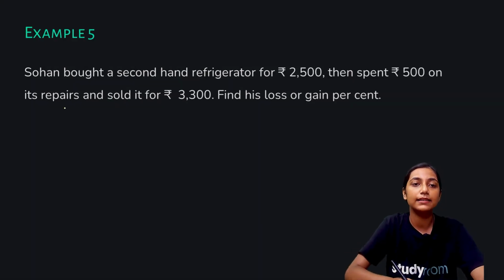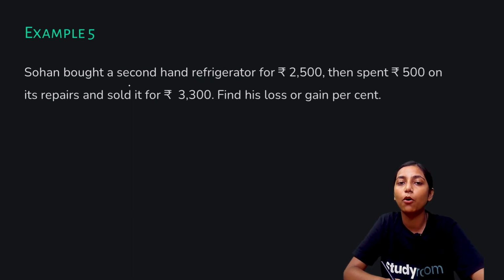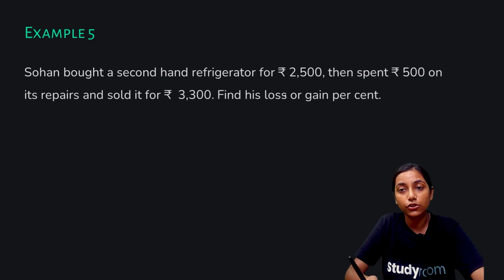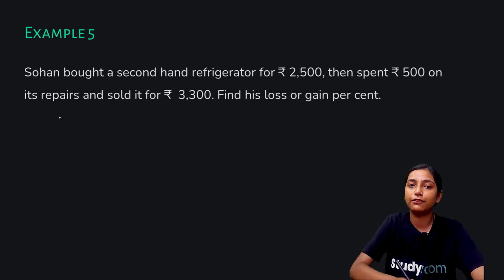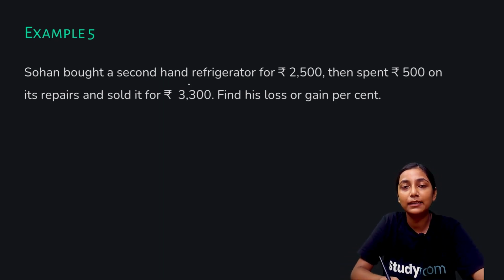Now we have an example, example number 5. In this, Sohan bought a second-hand refrigerator for rupees 2,500, then spent rupees 500 on its repair and sold it for rupees 3,300. Find his loss or gain percent. So we are given that the buying price was rupees 2,500.